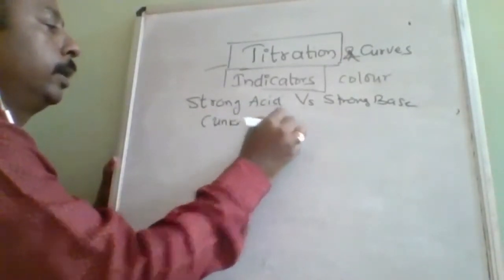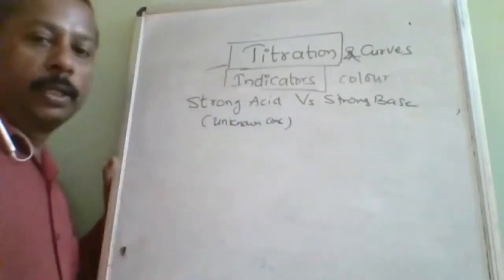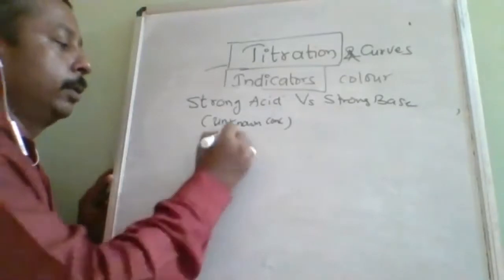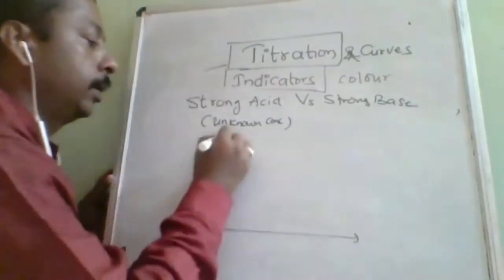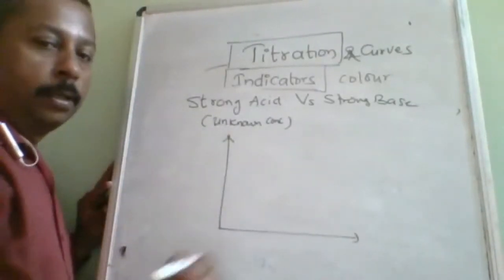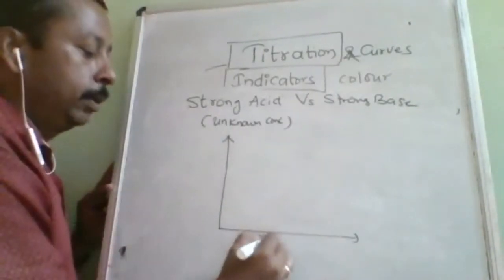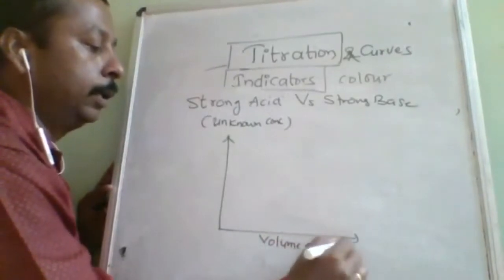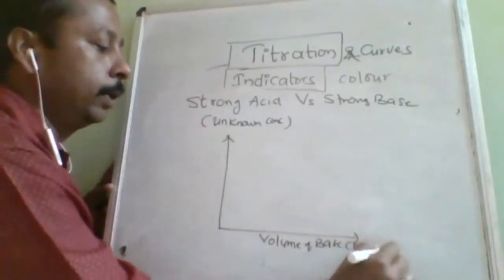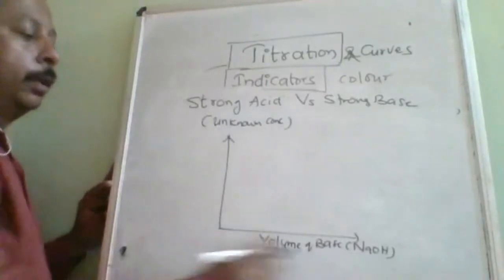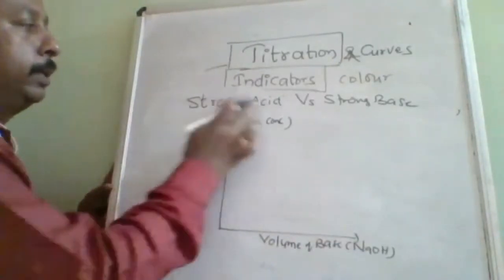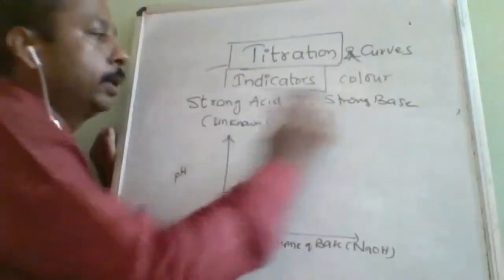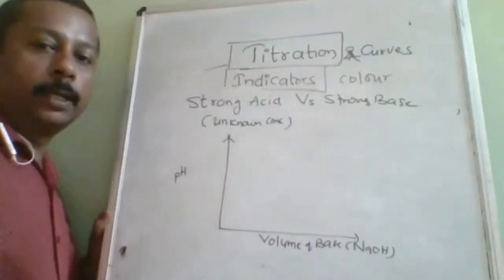The intention behind this is to find out the unknown concentration of this acid. Here, the variable on the x-axis is the volume of base we add. For example, I am taking NaOH, and when I keep on adding, what will be changing with respect to the acid? That will be pH.